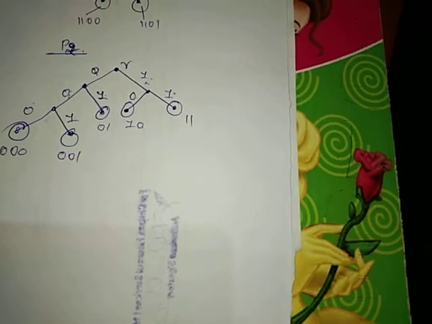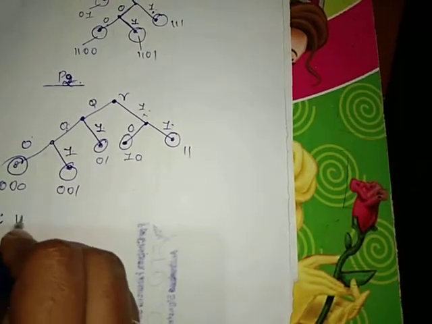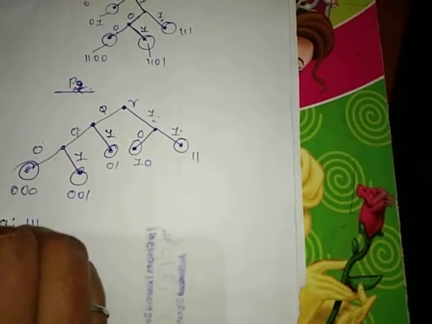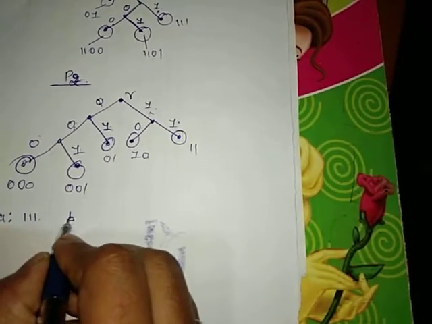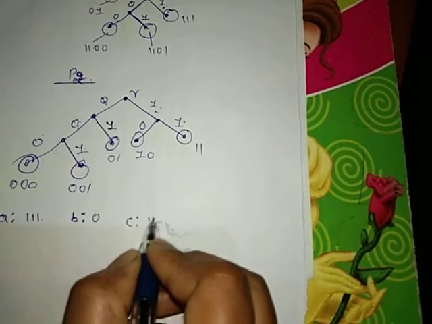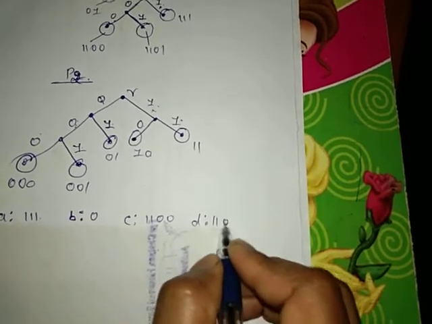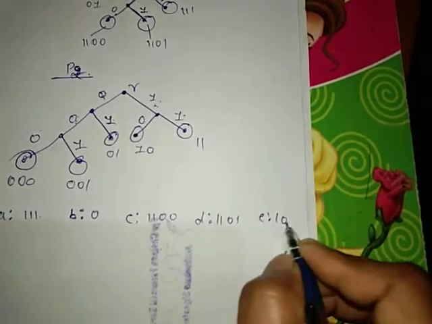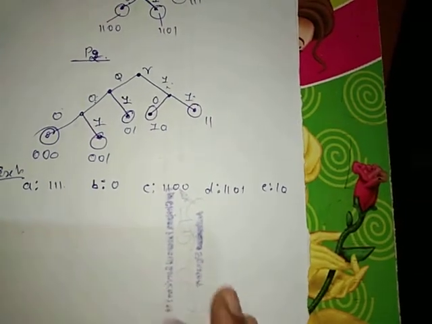So here we have sequences. For the A we have 111. So next example is, for the A we have a binary sequence 1, 1, 1. For the letter B we have a sequence 0. For the C 1, 1, 0, 0. For the D 1, 1, 0, 1. For E 10. So using this code, decode the sequences.